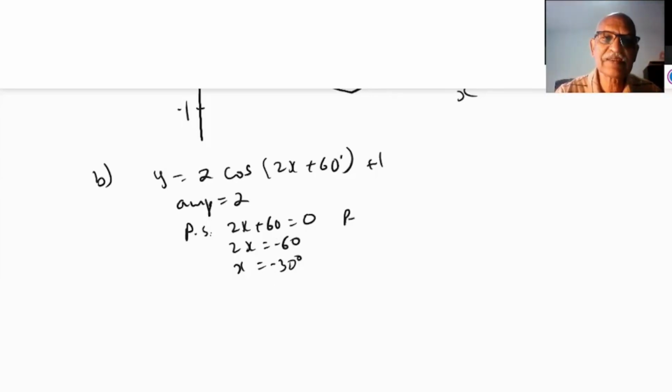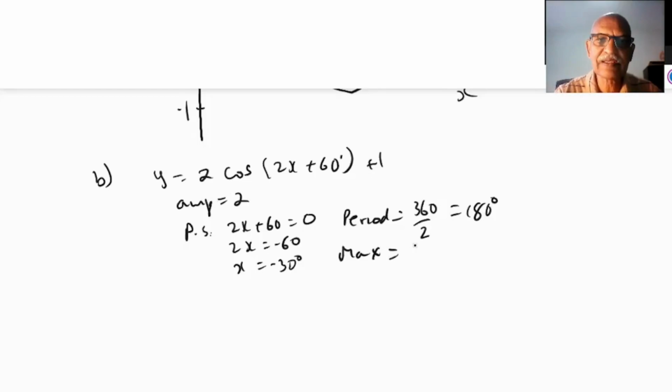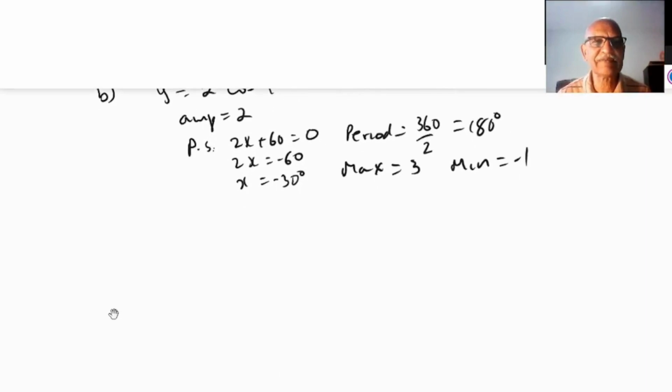The period: there is a 2 here. The 2 can be inside or outside, it doesn't matter as long as it's attached to x. The period is 360 divided by 2, which is 180 degrees. Now the maximum will again be 2 plus 1, which is 3, and the minimum will be negative 2 plus 1, which is negative 1. Now we can sketch the graph.